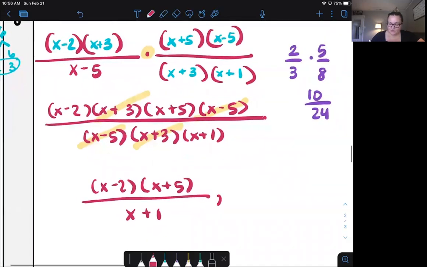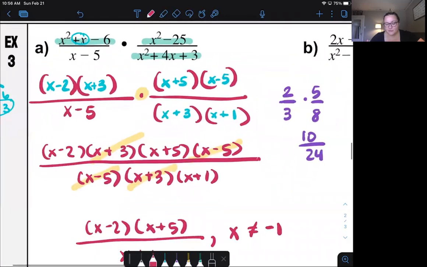Now we need to state the restrictions on the variable. Well, in our final expression, it's not really a solution, it's an expression, x can't be -1 because -1 plus 1 would get us 0 in the denominator. So we know that we don't want x to be -1.